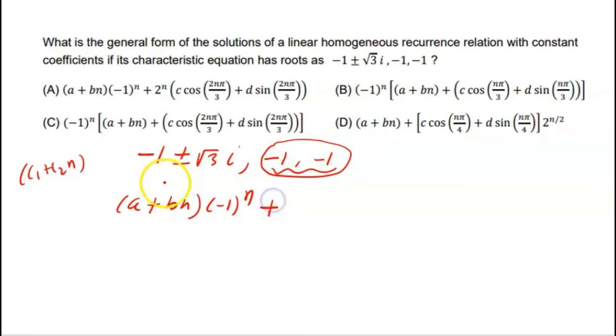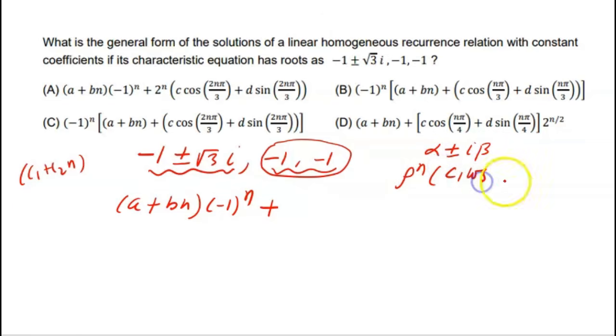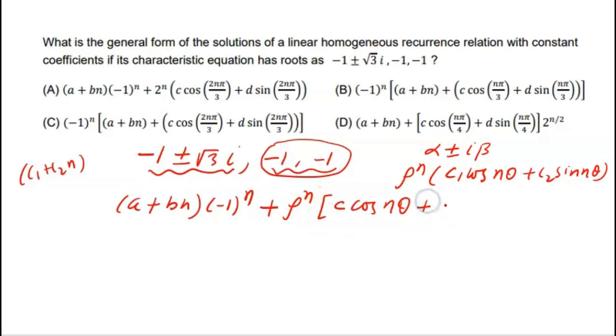Now plus, for an imaginary pair of roots, like if you have alpha plus or minus i beta, you write your solution like rho to the power n and then c1 cos n theta plus c2 sin n theta. This you must have studied. So here again I am going to write the same rho to the power n, and I am using the coefficients small c and small d, so I am writing c cos n theta plus d sin n theta, because this is how they are asking the answer to be written.